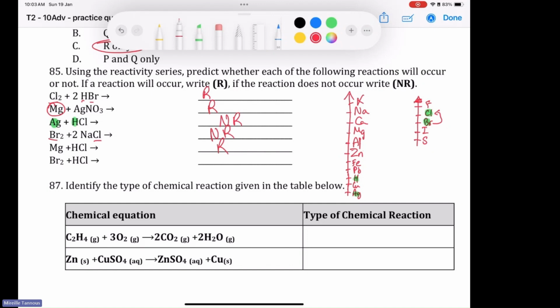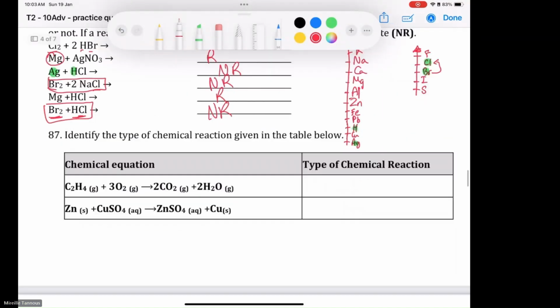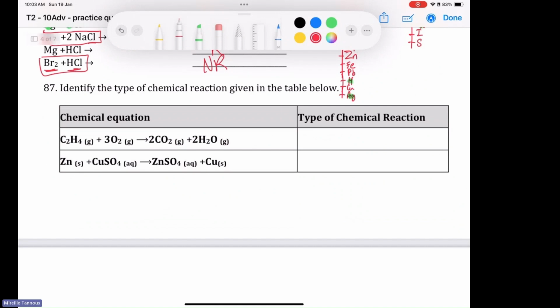This one you should memorize by now. We did it in the lab. Now, Br and Cl, again, no reaction. Just like this one. They are the same example. They just changed H to an A. Are there questions? Is it clear? Inshallah. Okay.